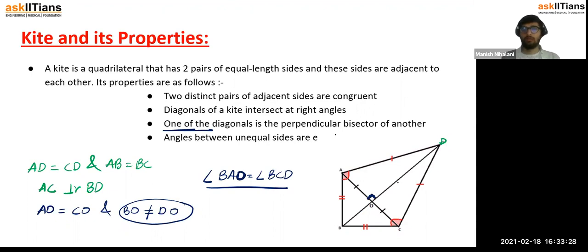Okay, so this is how we understand the properties of a kite, and it's very important to understand that only one diagonal bisects, and adjacent sides are equal, right? Also, they need not be parallel. You all can see that it is a kite. AB is not parallel to CD or anything like that. It is a quadrilateral because it has four sides, right?